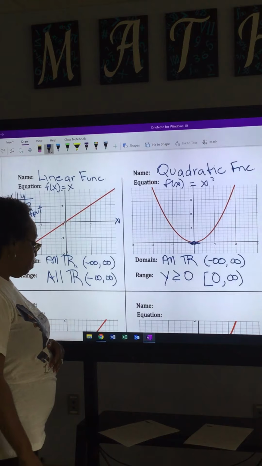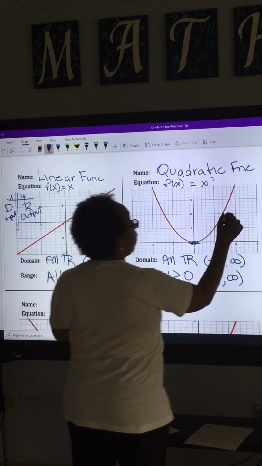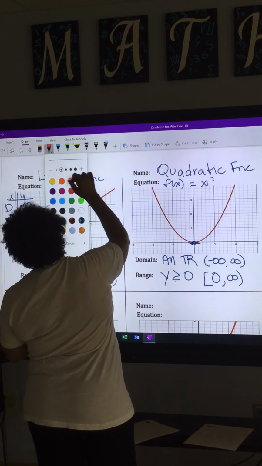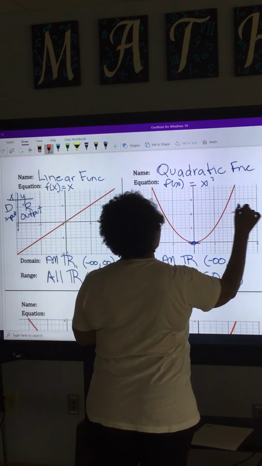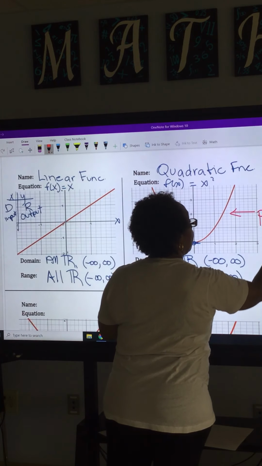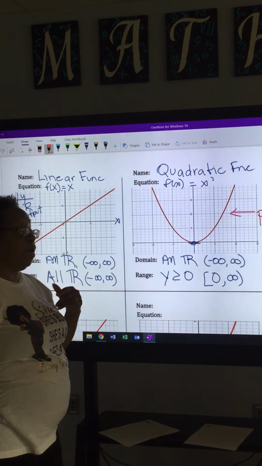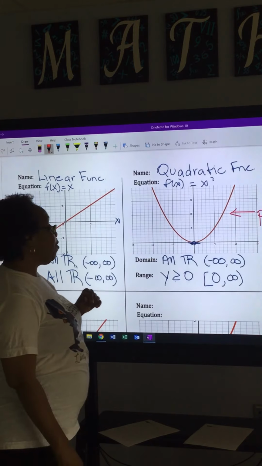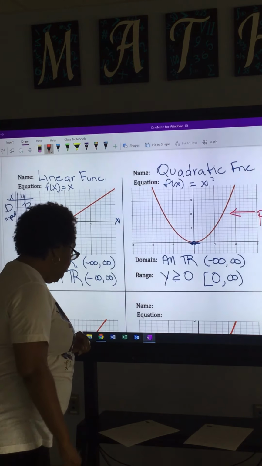Okay? Remember, your quadratic is a U shape. It is called a parabola. It is U-shaped. It's going to be a little different from our absolute value. Excuse me, I lost my train of thought there. My absolute value function. Okay, so that's called the parabola. Okay, moving on.